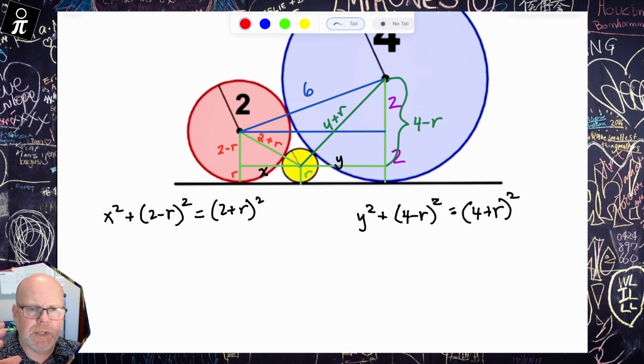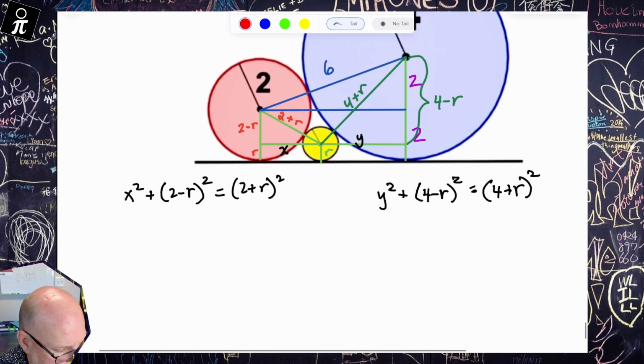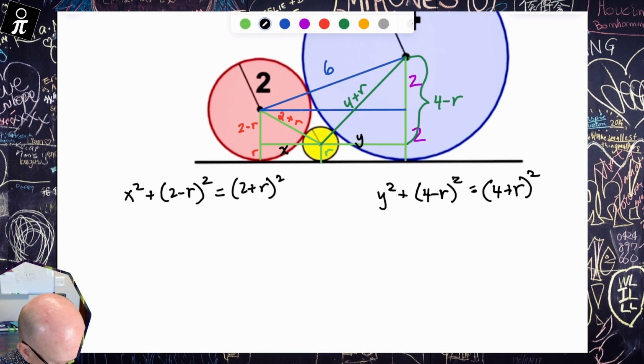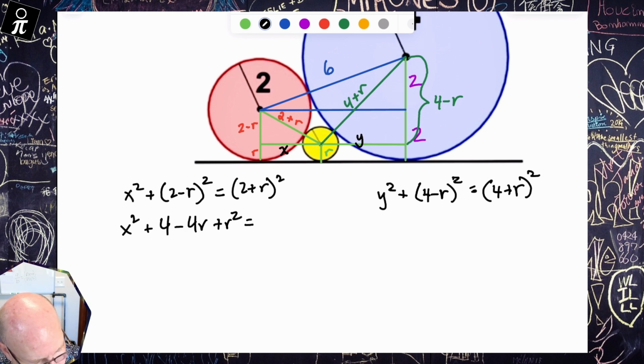So let's simplify these things and solve the left one for x and solve the right one for y. All right, so let's go do that. So this is going to be x squared plus 4 minus 4r plus r squared is equal to 4 plus 4r plus r squared. All right, so that's what we've got there so far.